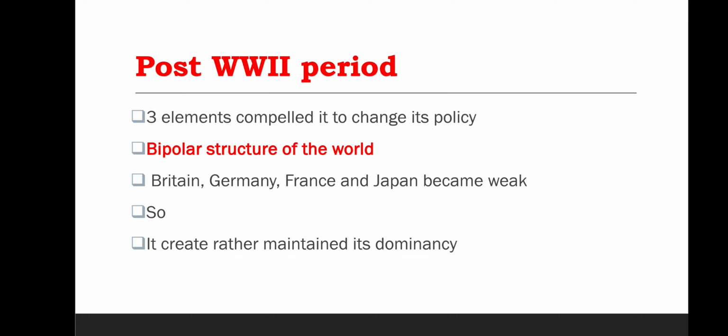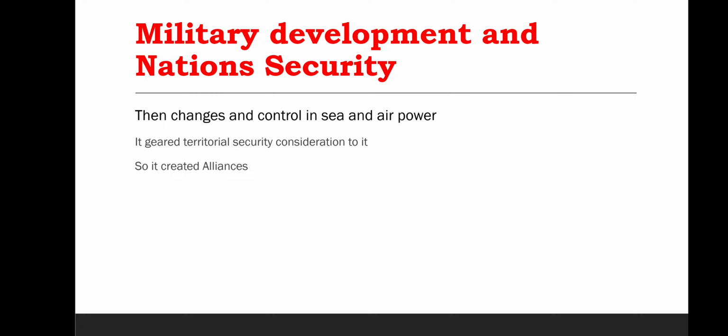So after the war, Britain, Germany, France, and Japan became weak due to their destruction in the war, and America wanted to help those countries. As well, America wanted to maintain its dominance in world affairs. So it took advantage of that very situation of the bipolar structure of the world, and started to maintain its dominance in world affairs. So, military development and national security.